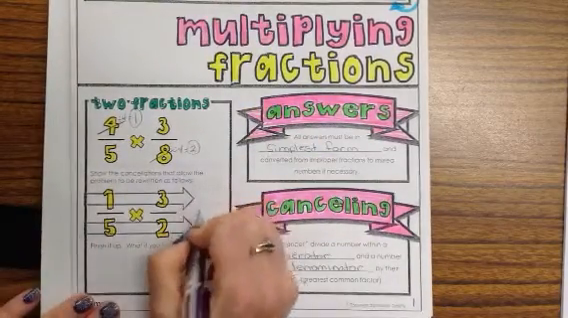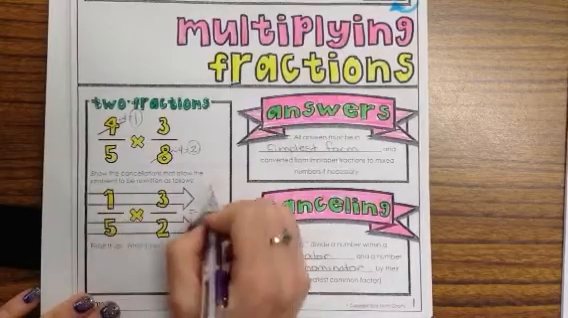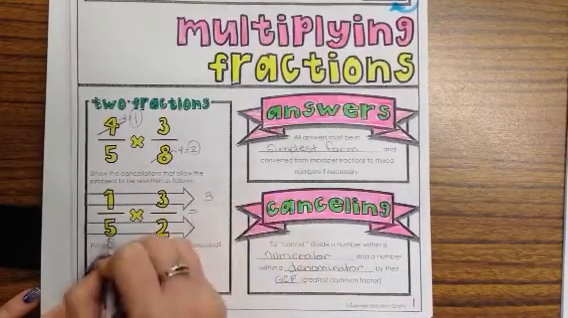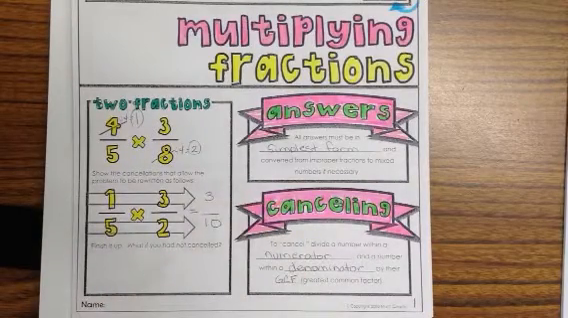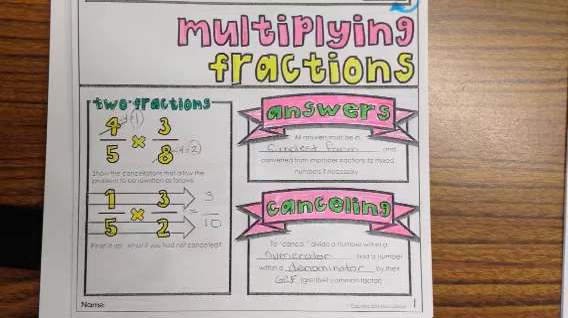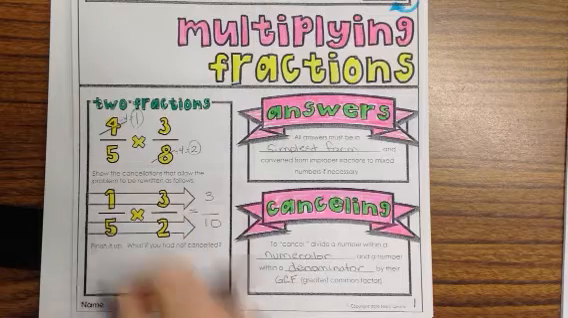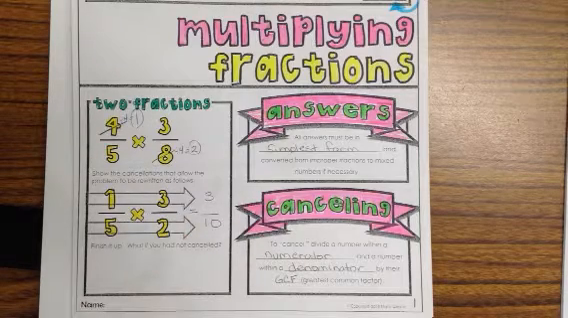Now I can simply multiply across and go 3 times 1 is 3. 5 times 2 is 10. So my answer is 3/10. Now, this is a nice little skill to know, simply for the fact that once you get to the end, you don't have to do all that simplifying, because 4 and 8 were pretty simple numbers to divide.